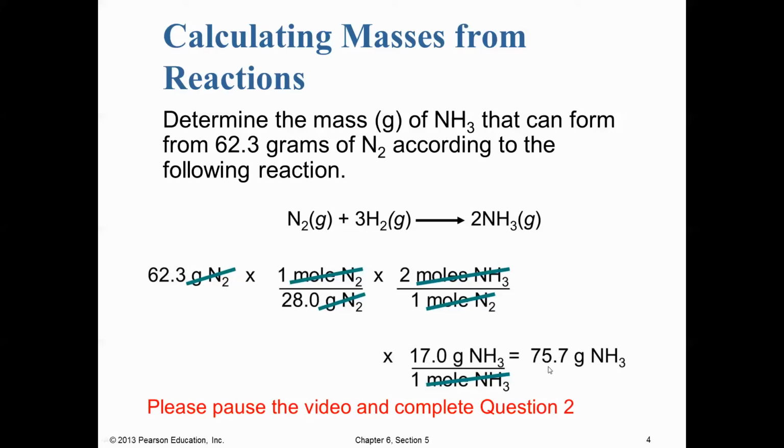And so crunching all our numbers, we end up with 75.7 grams of ammonia being formed from that starting amount of nitrogen. So please pause the video and try and solve question number 2 in the video lesson activity.